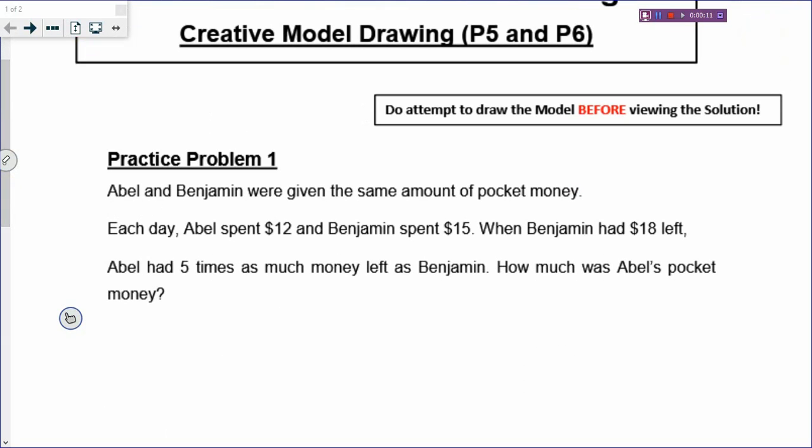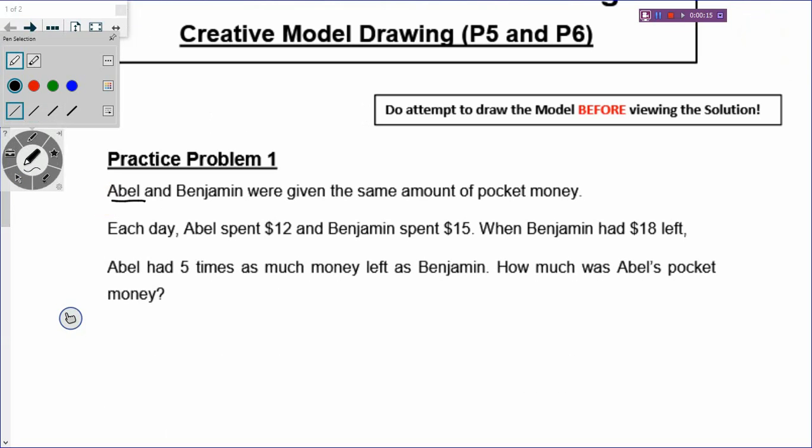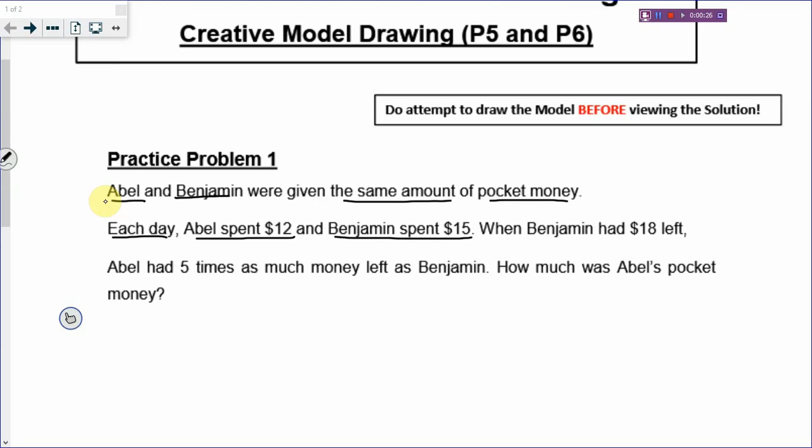Abel and Benjamin were given the same amounts of pocket money. Each day, Abel spent $12 and Benjamin spent $15. So when Benjamin had $18 left, Abel had 5 times as much left as Benjamin. So Abel will have 5 boxes, Benjamin will have 1 time or 1 box. So how much was Abel's pocket money?